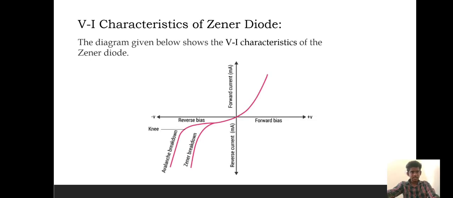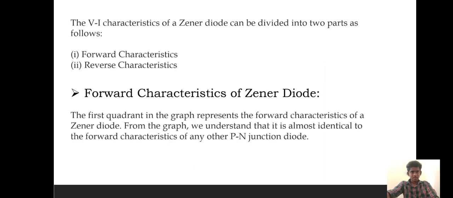The VI characteristics of a Zener diode. The diagram shows the VI characteristics of the Zener diode. The VI characteristics of a Zener diode can be divided into two parts as follows: forward characteristics and reverse characteristics. Forward characteristics of Zener diode. The first quadrant in the graph represents the forward characteristics of a Zener diode. From the graph, we understand that it is almost identical to the forward characteristics of any other PN junction diode.